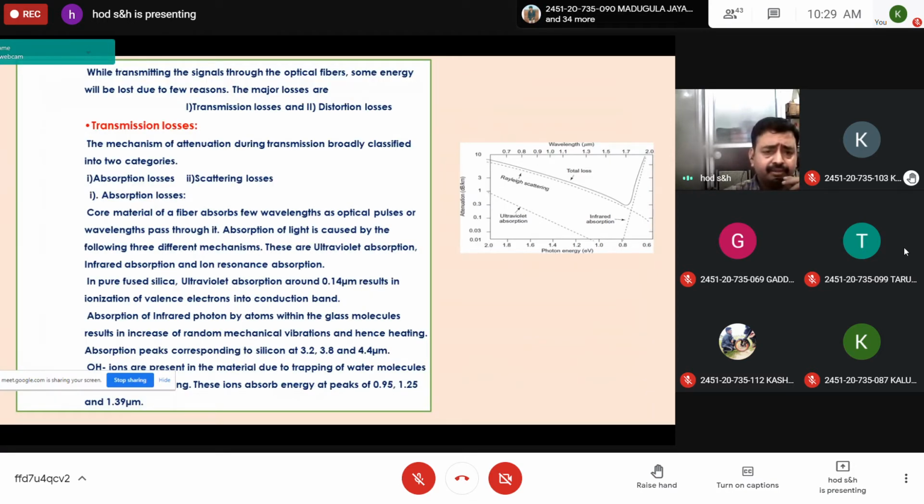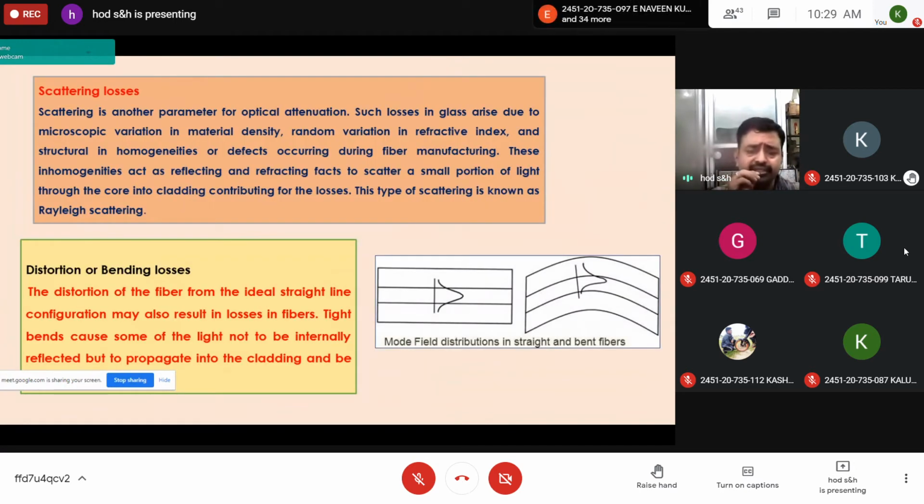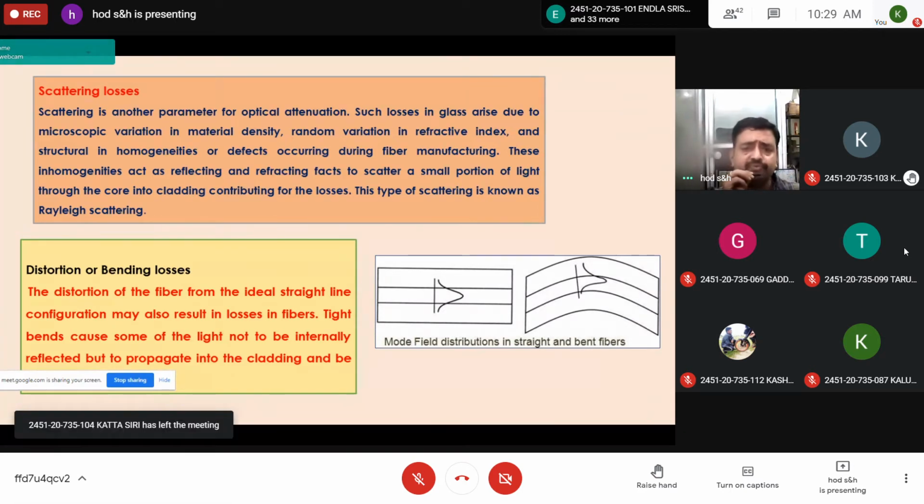By transmitting the signals through the optical fiber, some amount of optical energy will be lost. It is because of transmission losses and distortion losses. Transmission losses occur because of the absorption of light by the core material, and the scattering because of the bending of the light also. You will be observing this, and also because of the refractive index profile and the density of the material. They may not have uniform density, or the refractive index will be changing.